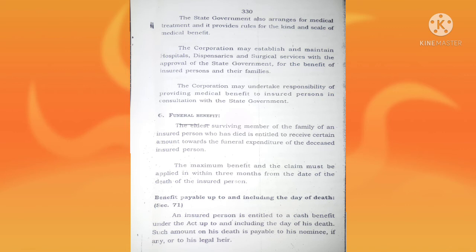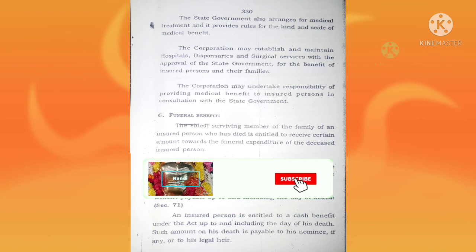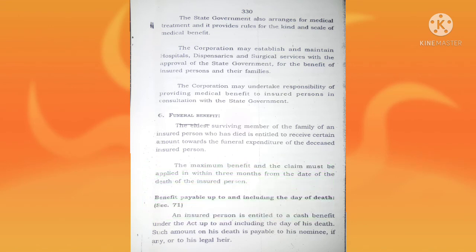Next, the sixth one, funeral benefits. The eldest surviving member of the family of the insured person who has died is entitled to receive a certain amount towards the funeral expenditure of the deceased insured person. The maximum benefit is fixed and the claim must be applied for within 3 months from the date of the death of the insured person. Benefit payable up to and including the day of death, section 71.